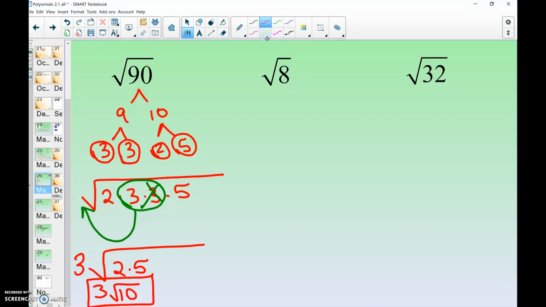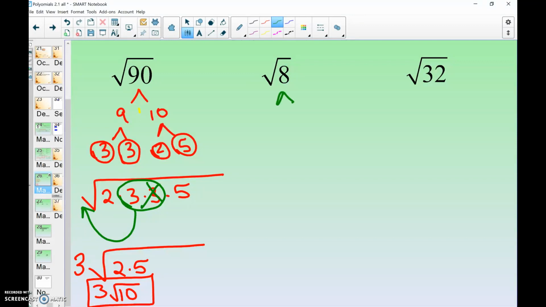Now what I'm really doing here, besides the jailbreak story, is I'm finding perfect squares. In other words, 3 times 3 is 9. Well, what is the square root of 9 that we talked about? The square root of 9 is 3. That's why this 3 can come along on the outside. But 10 is not a perfect square, so it gets stuck on the inside.